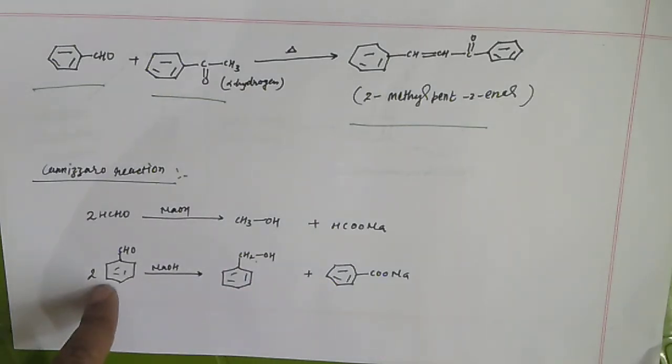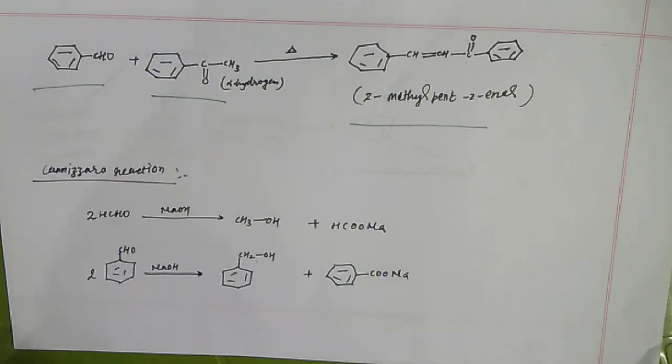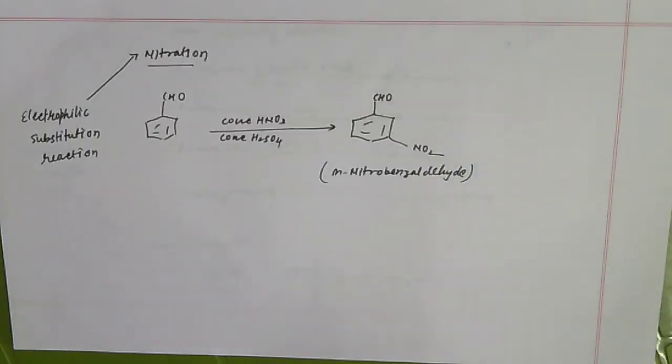And if you take 2 molecules of benzaldehyde, which also has no alpha hydrogen, it will give benzyl alcohol and the sodium salt of benzoic acid. Now electrophilic substitution reaction is also given by the aromatic aldehyde. The first reaction is nitration, and we know the aldehyde group is a meta directing group, so it will give meta nitrobenzaldehyde.